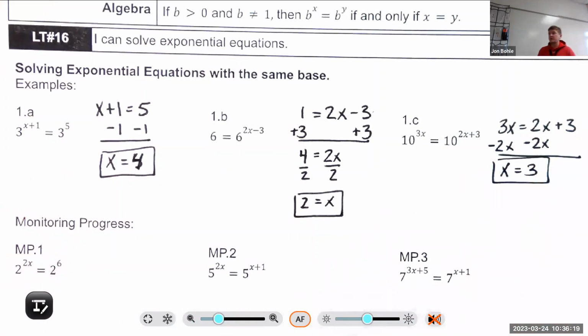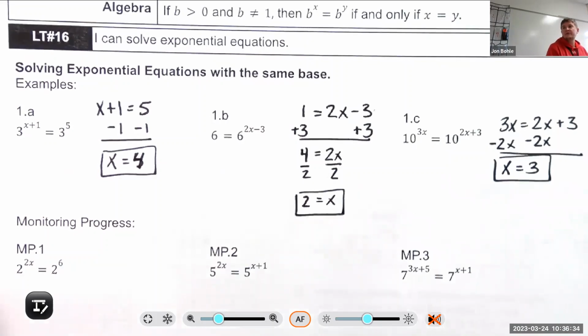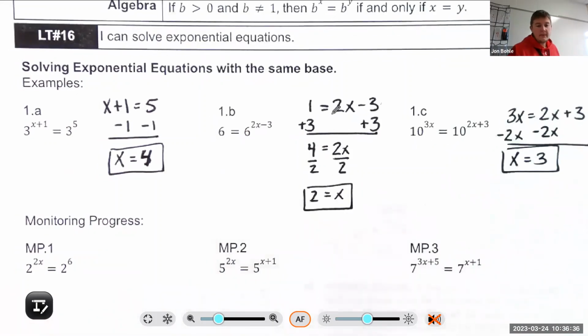Like I said, we're going to start out pretty easy. Problems will get a little bit harder as we go. Questions? Monitoring progress 1 through 3 is all yours. Go ahead and take a shot at it.